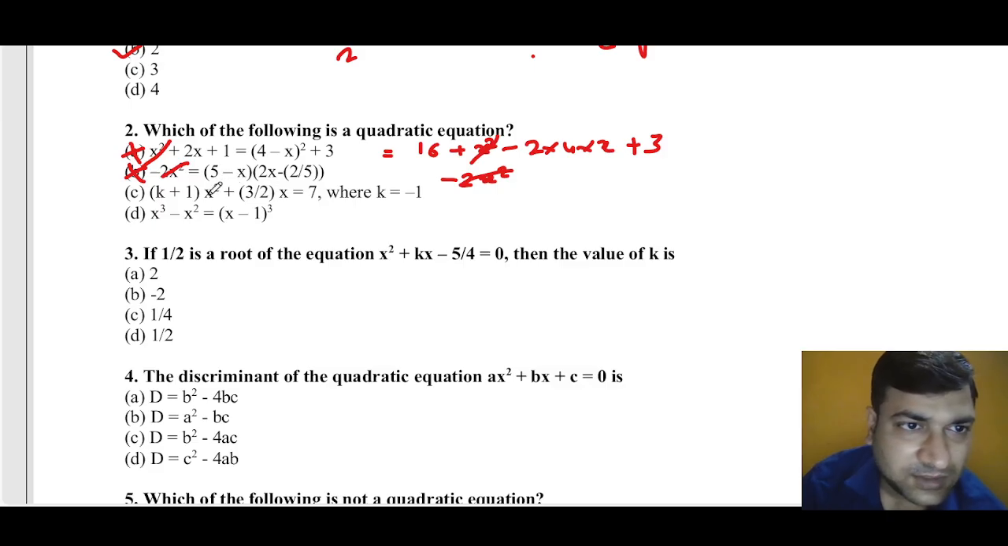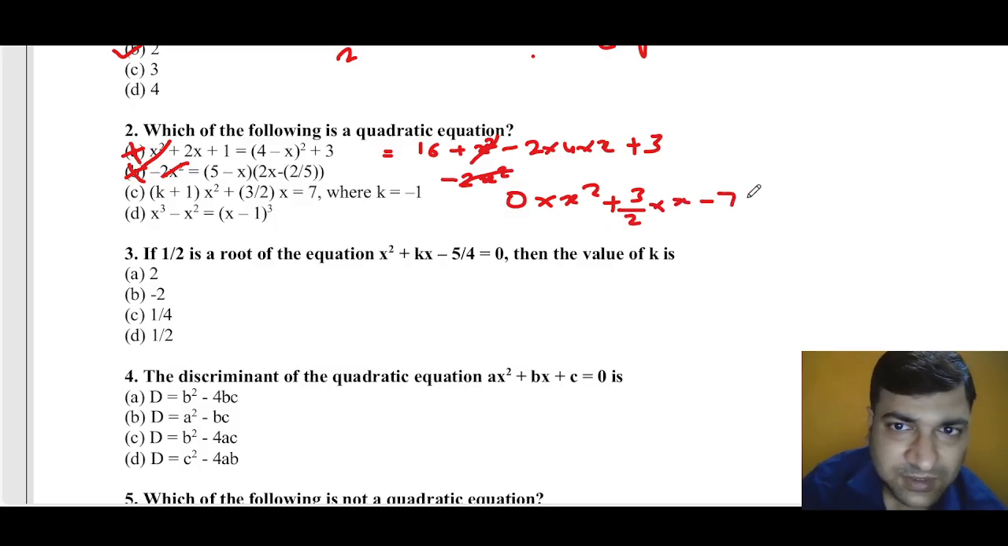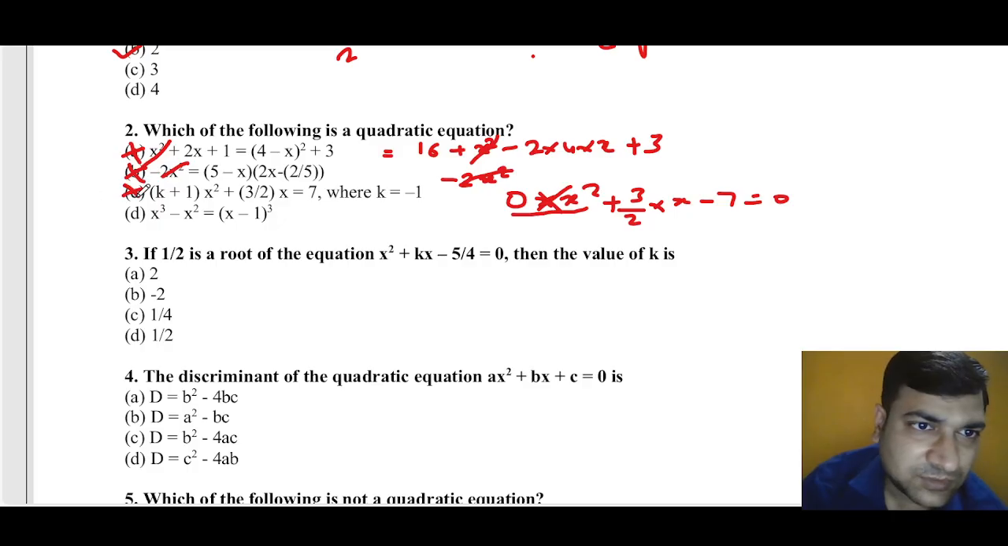In this equation, if we put the value of k as minus 1, then plus 1 minus 1 means 0. 0 into x square, plus 3 by 2 into x minus 7 equal to 0. So here also x square will be eliminated. So it is also not the solution of this question.